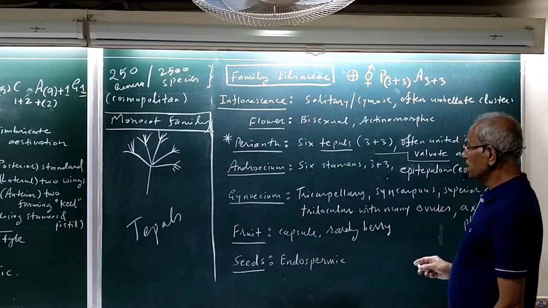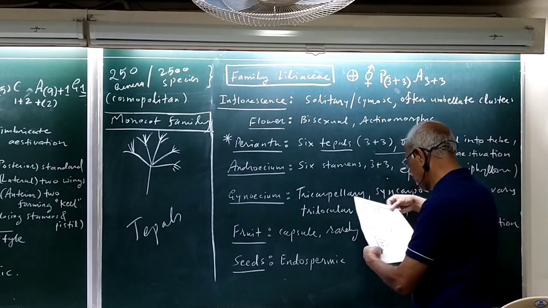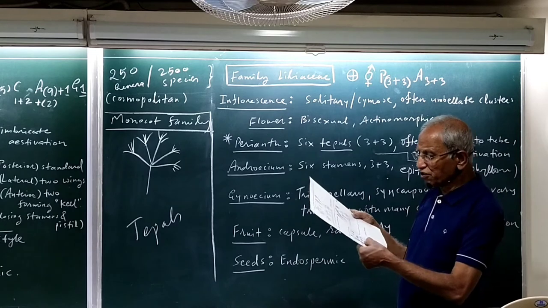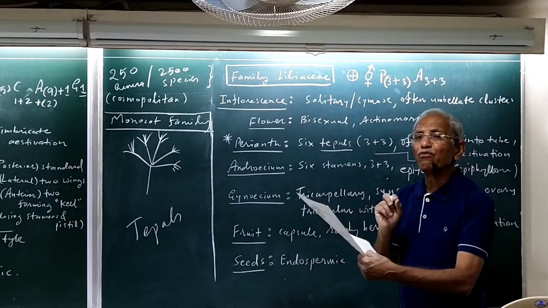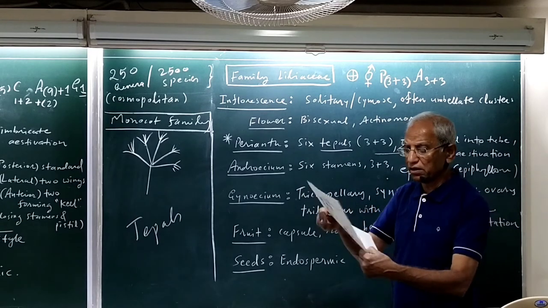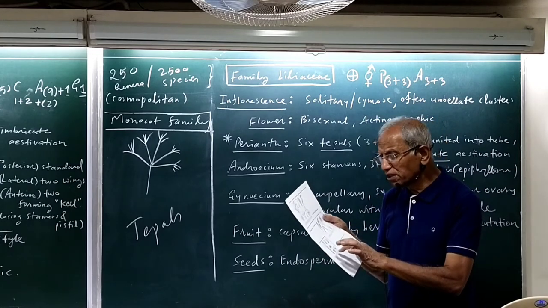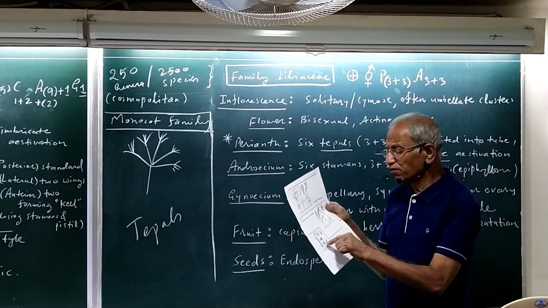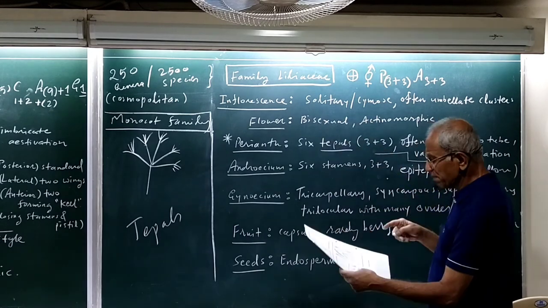Gynecium tricarpellary, look at your diagram sheet. You can see the E section, you know, here you'll see the section of the ovary. How to know from the different symbols, diagrams, whether it is bicarpellary or tricarpellary? Usually it is possible to do it with the help of the section of the ovary. Here the ovary section shows three carpels, so tricarpellary, syncarpous, because they're united.